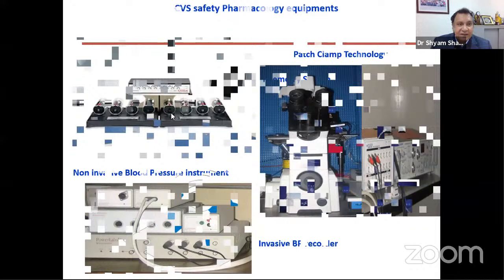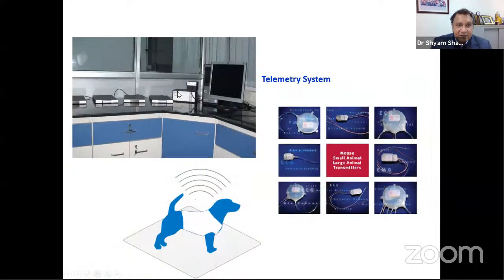And then these are telemetry devices, which one of the companies like DSI can provide, and they're a kind of transmitter. These are different kinds of transmitters which are shown.